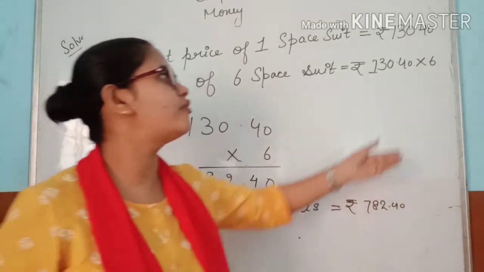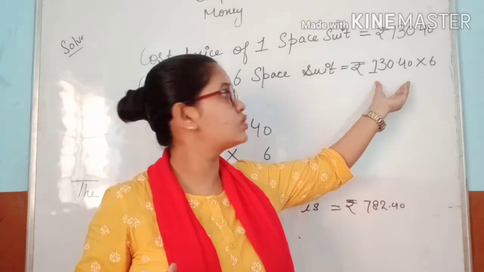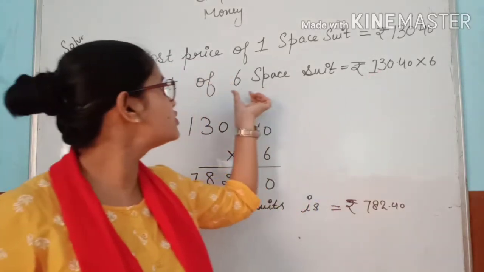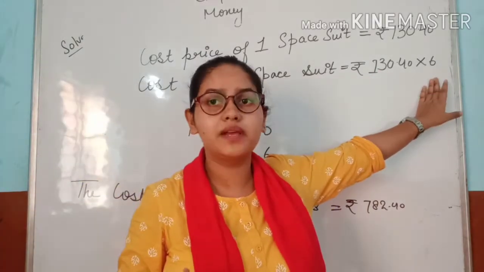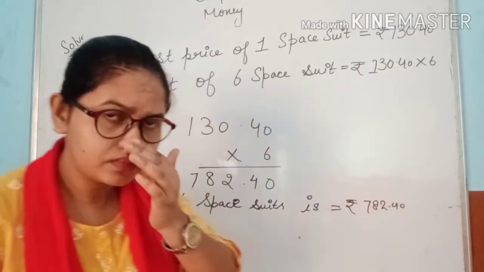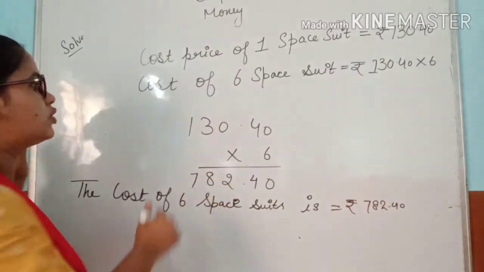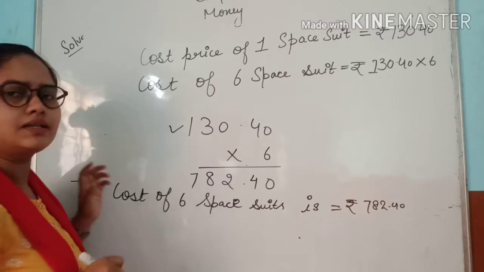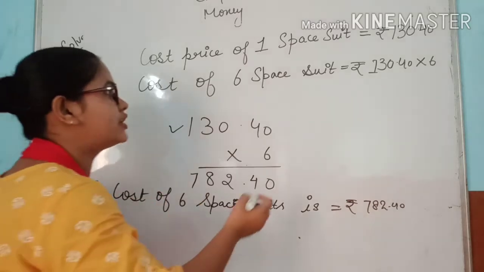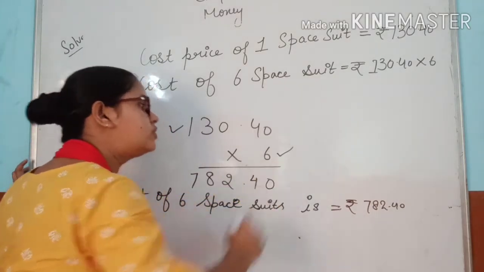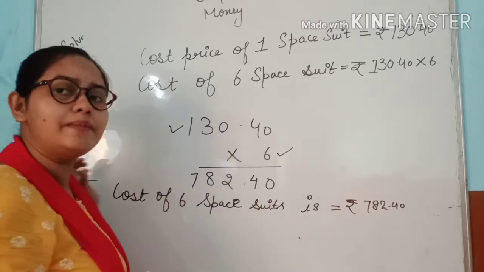So when we have the cost of one space suit, we will take it here, and how many we have to find, we will take as a multiplication with that number. So now we can see the cost of one suit, and as we have to follow that rule, the number we have to find is 6. So let's do the multiplication.